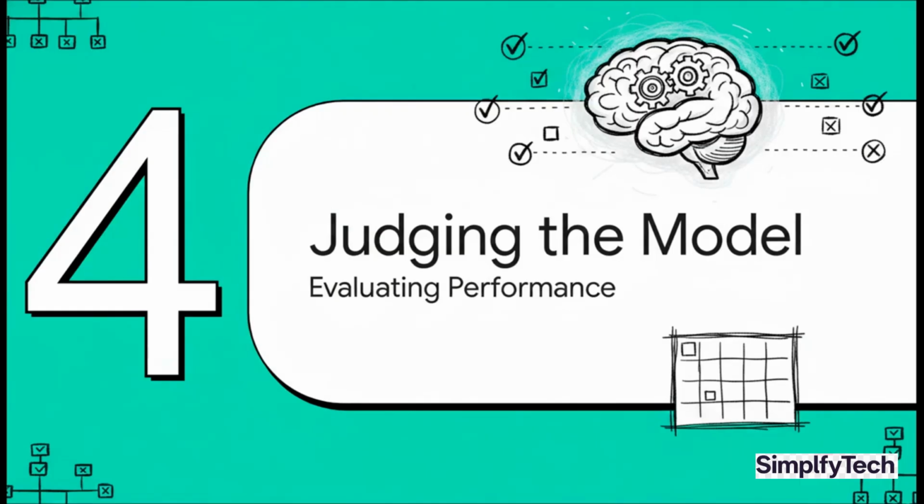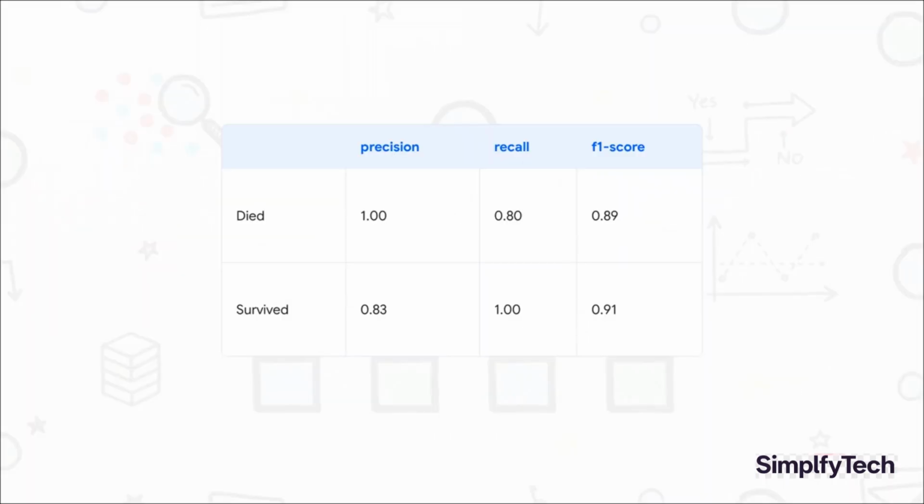And we're on to section 4. So, the model is trained, but is it any good? We have to check. It's time to test it on that data we held back. And then, this is the best part, we're going to look right inside its brain. This report gives us the cold, hard facts. Let's just focus on that survived row.